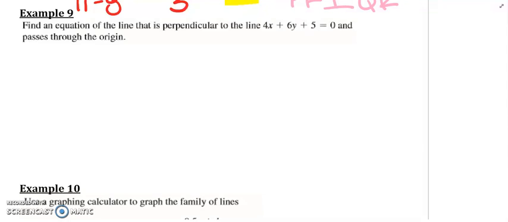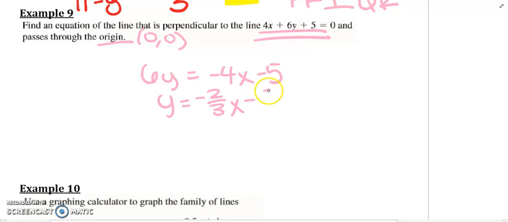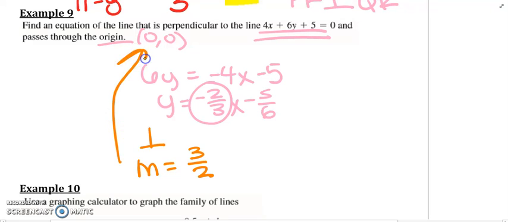Example 9. Find an equation of a line that is perpendicular to this and passes through the origin. So the point I'm going to use is (0, 0), but I need to get the slope from here. So I'm going to solve for y. I'm just doing this off the top of my head, so I know some of it's taking me a while. I'm not as good at mental math as a lot of you are. So here's my slope, but I want something perpendicular to that. So my slope is actually going to be 3/2.